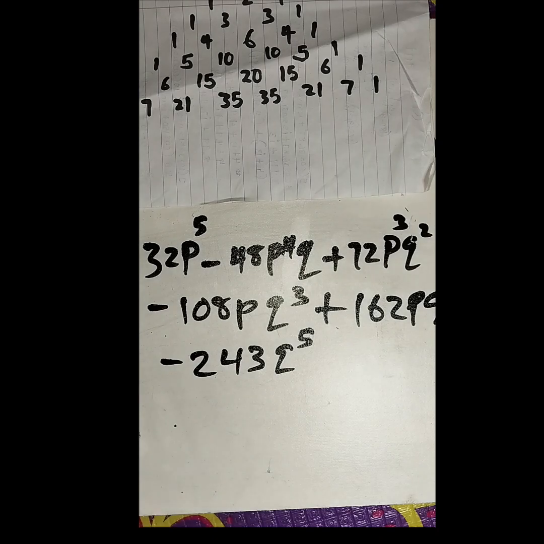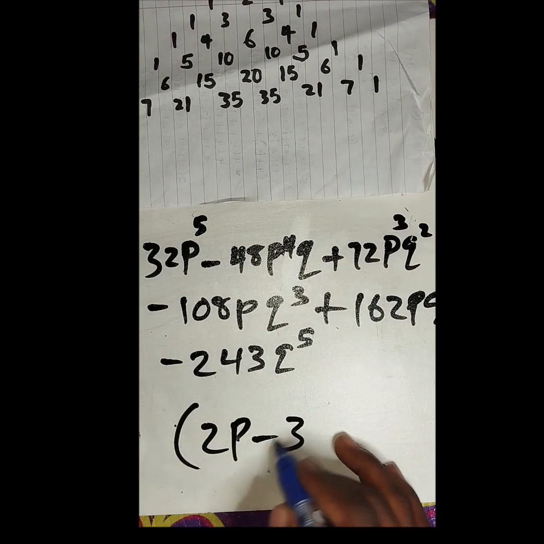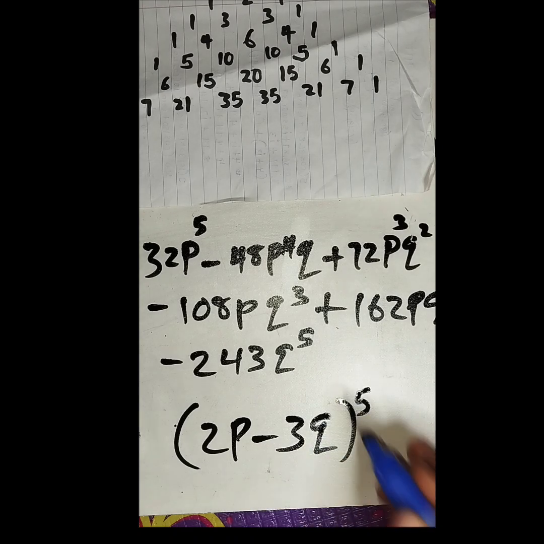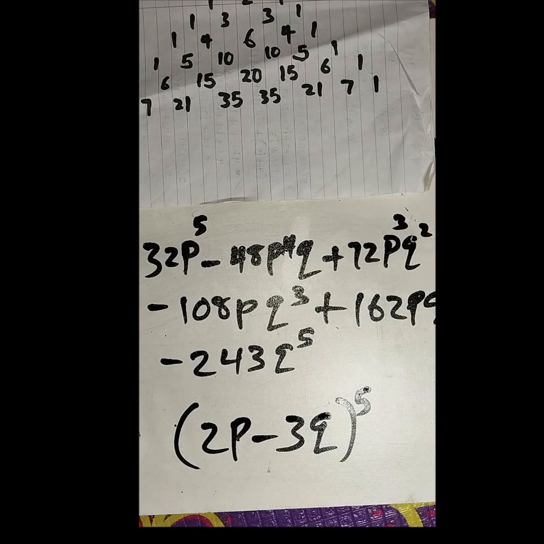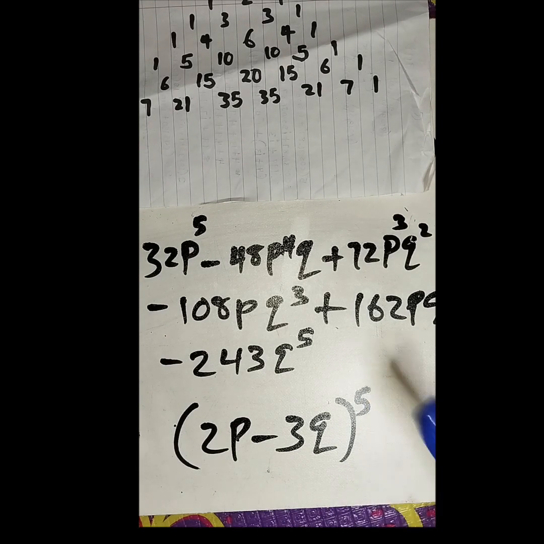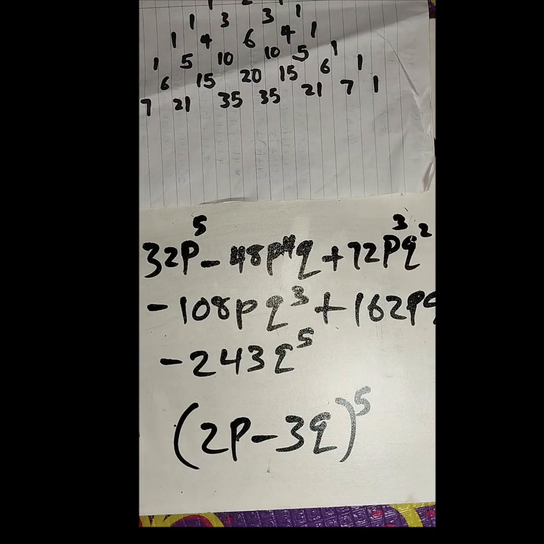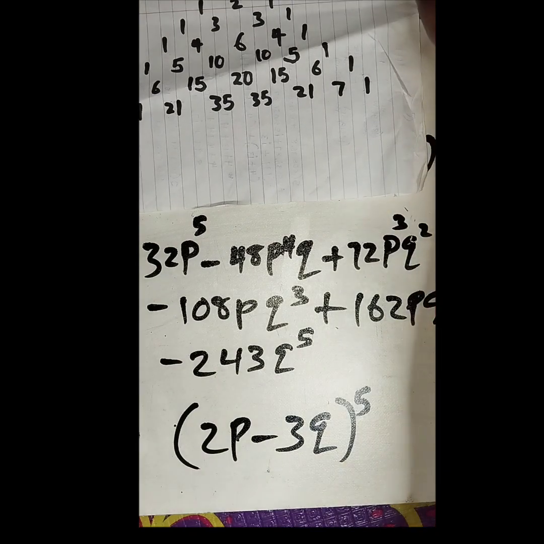Now, if you remember, the main question we are solving is 2p minus 3q raised to the power of 5. That's the main question we are solving. What's the power there? 5. So you need to go to the 5th level. Since the power is 5, you go to the 5th level on your Pascal triangle to pick your binomial coefficient. I know somebody is confused.